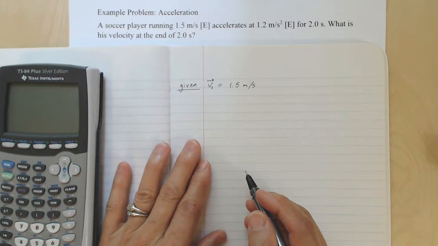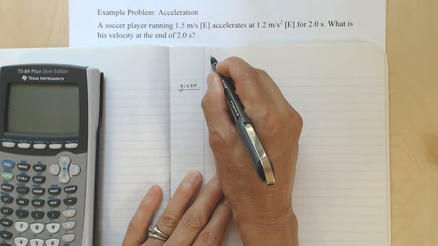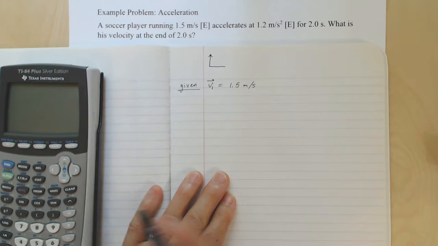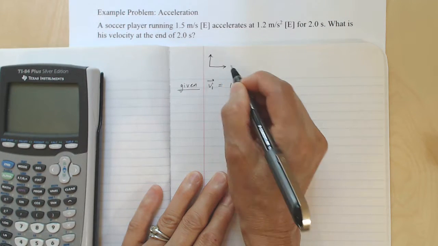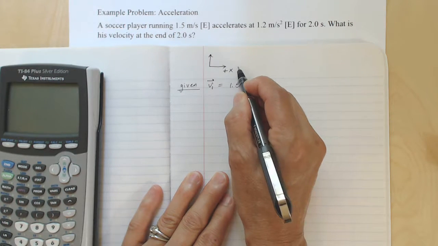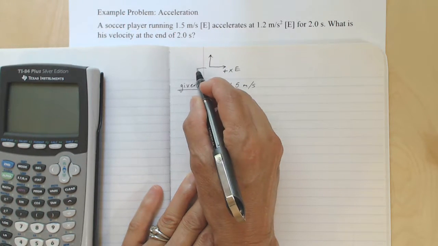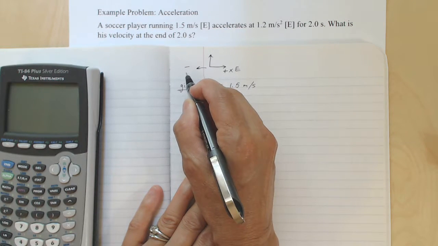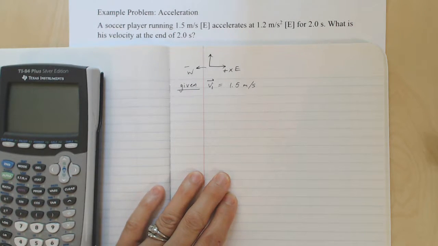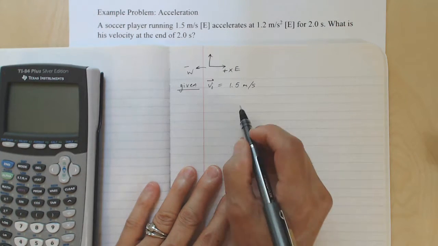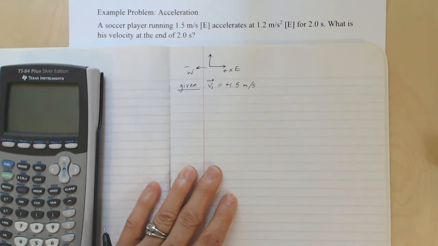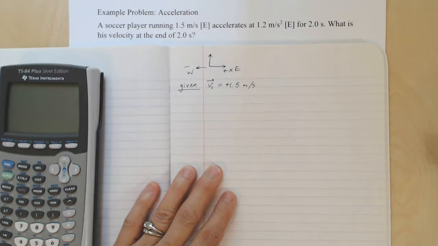In order to do that, we have to define by convention. Defining means to write a little picture of a graph and say that positive x is this direction, and that's east, and so negative x direction, west, would be to the left. So we've defined that positive is to the right, is east, and so, even though we don't need to, we can write positive 1.5 meters per second there.